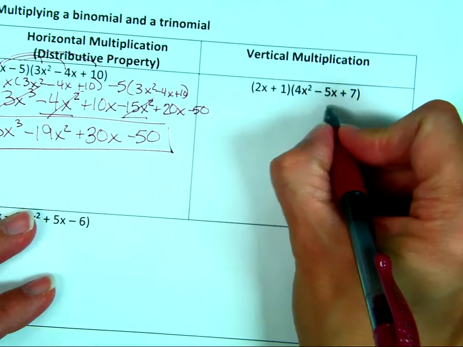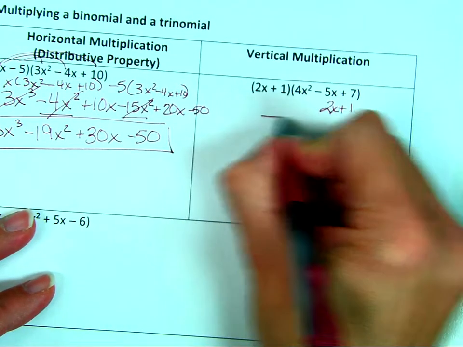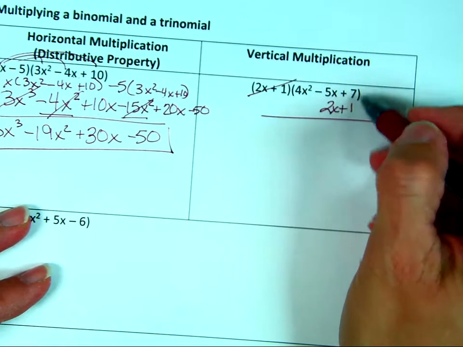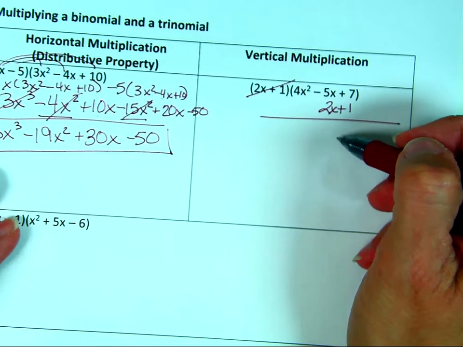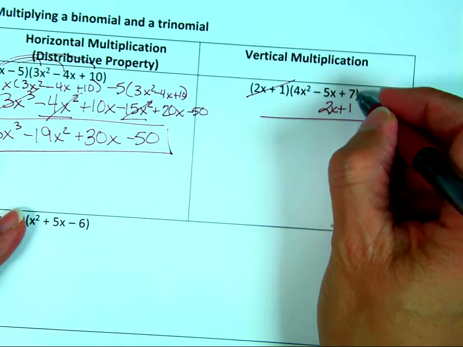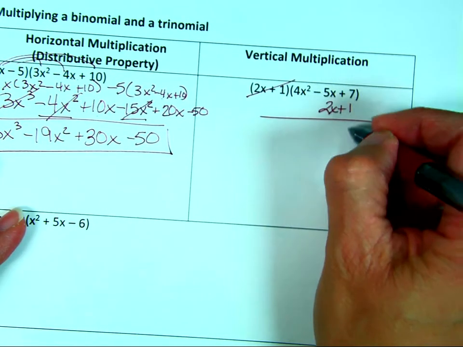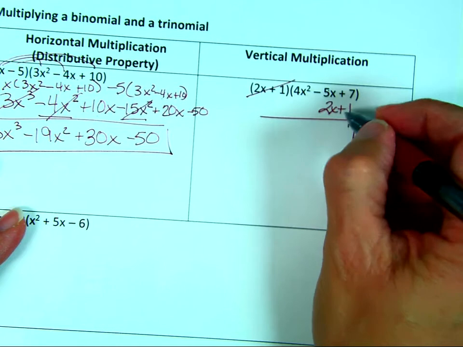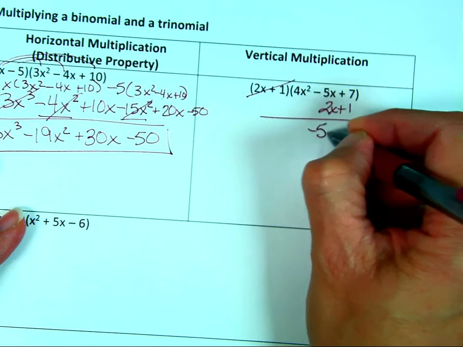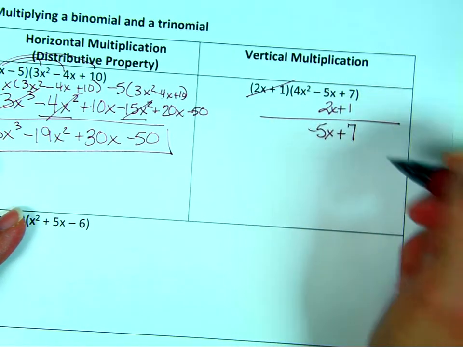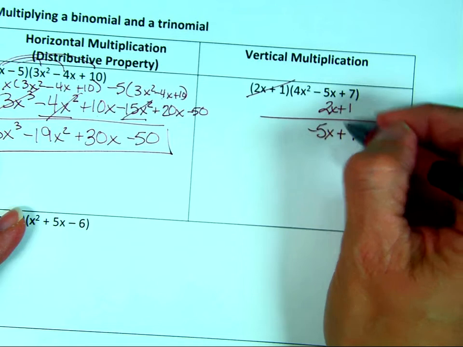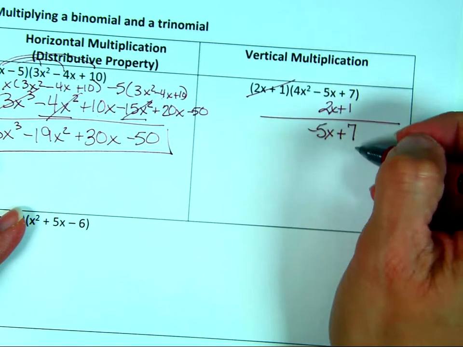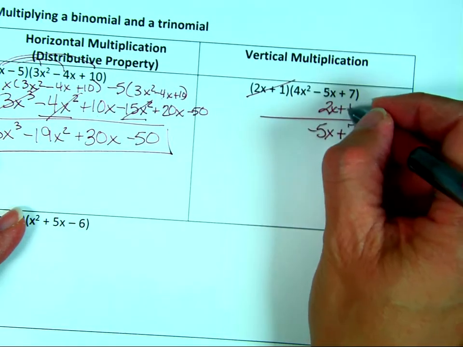Okay, so I'm going to write down the binomial here. I always like to write the trinomial on top if I have a trinomial times a binomial. So now I'm just going to go vertically. 7 times 1 is 7. Negative 5x times 1 is negative 5x, and I forgot to put the plus sign there. Remember, we need that plus sign. Sometimes it's hard to remember that until you write the other term down. And then 4x squared times 1 is 4x squared.